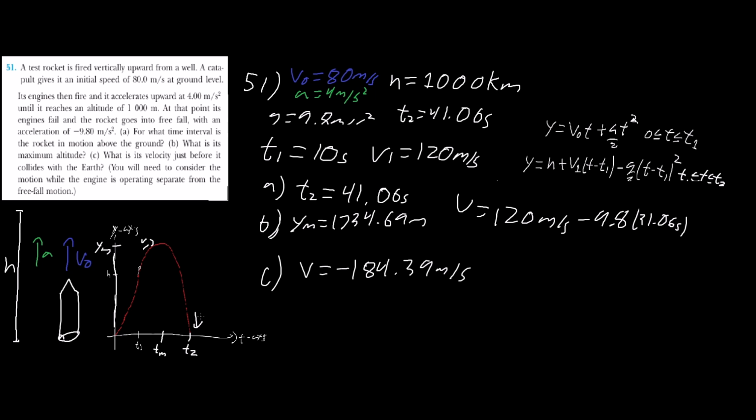But anyways, folks, the hint is actually pretty good. I usually don't need the hint though, but do follow the hint. You will need to consider the motion while the engine is operating separate from the free fall motion. That's what this is, folks. This is a separate motion equation. So this is the motion from the interval from 0 to t1, and this is the motion from t1 to t2, folks. Think about that when you set these problems up. Don't just blindly plug and chug, but actually know what you're doing.